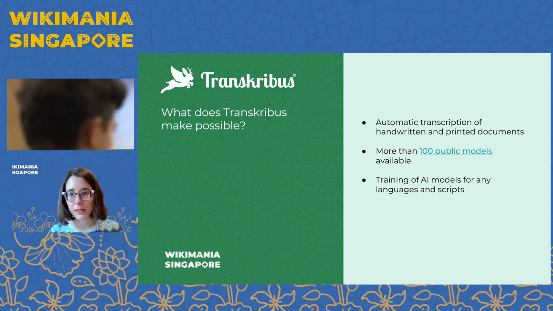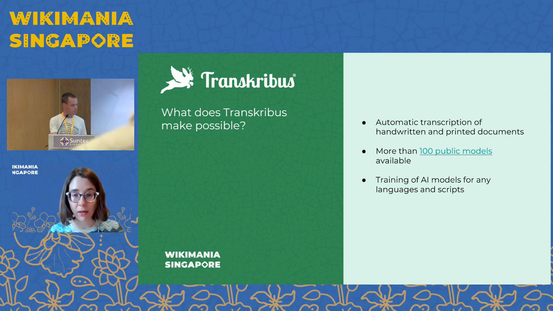Sam showed us the available models, but what can you do when no model is available for the language or script of your document? At this point, you need to train a model for your documents. So you need to teach a computer how to read your documents. This is possible, but you need to switch to the Transkribus platform to do that.